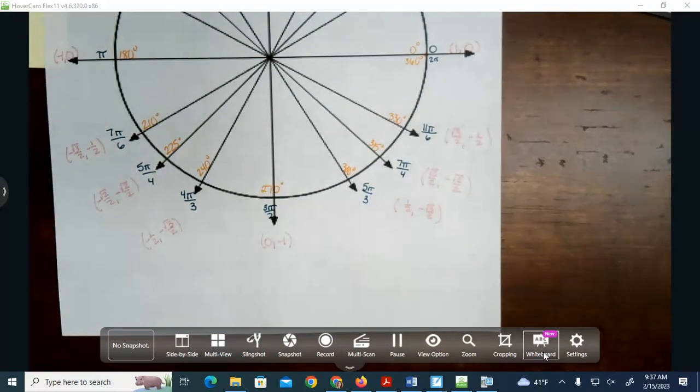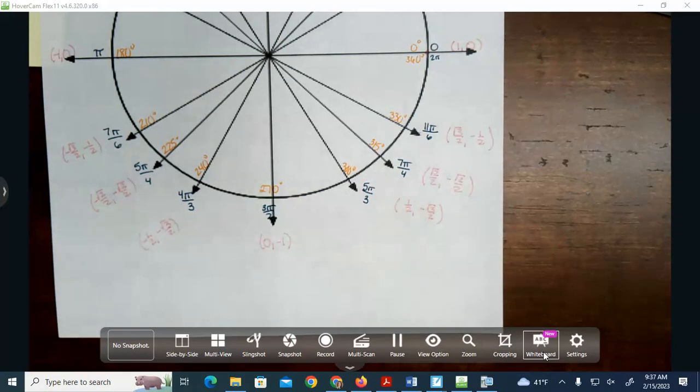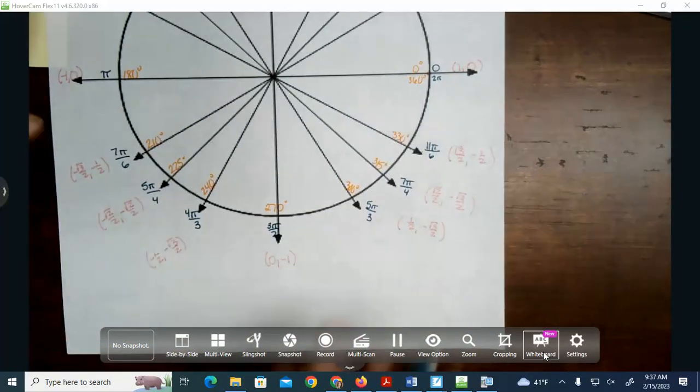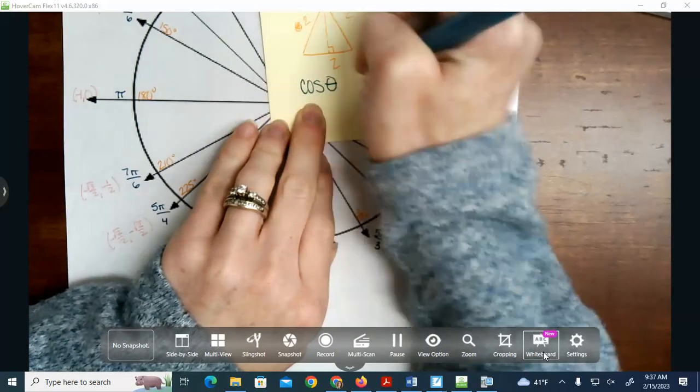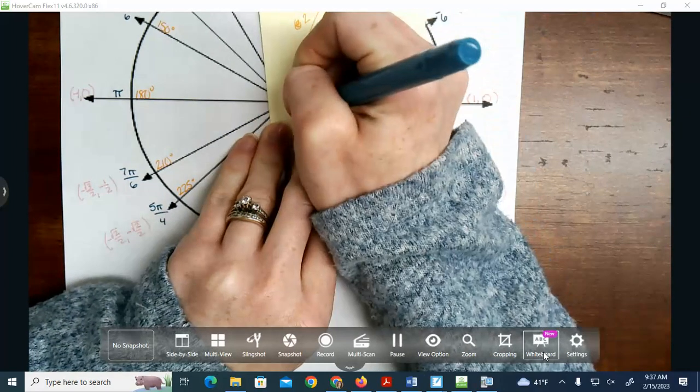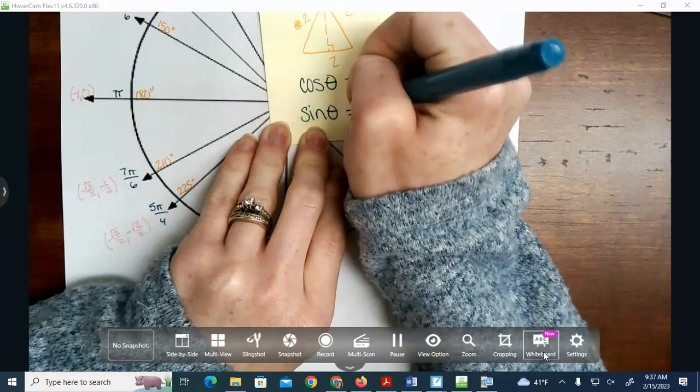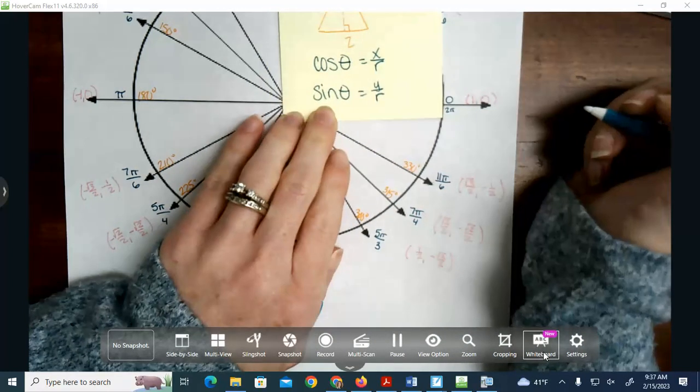Okay. Now, I'm going to take this a step further. I want to talk about one more pattern that's with that. Think back to x, y, and r definitions. Okay, we have said before, the very first time we talked about our trig functions, we said that cosine was x over r, and sine was y over r, right?